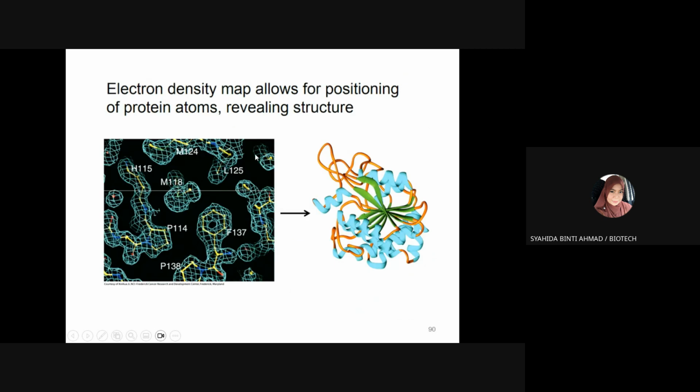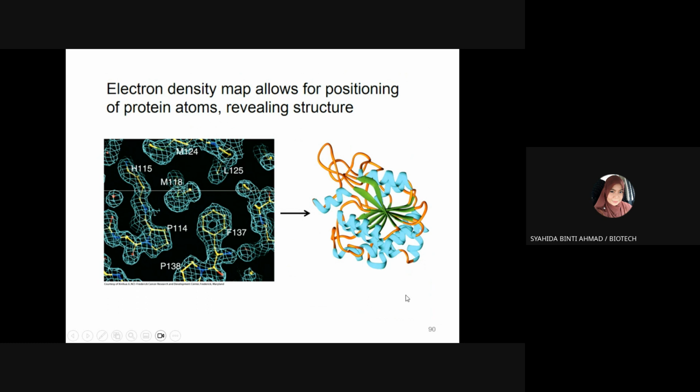So from the data of the crystal structure of the protein, you can use in silico software to reveal the modeling of the structure, whether it's beta-pleated or alpha and so on.